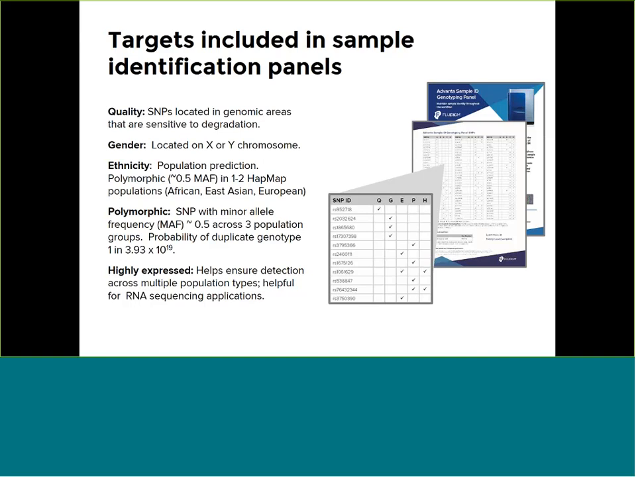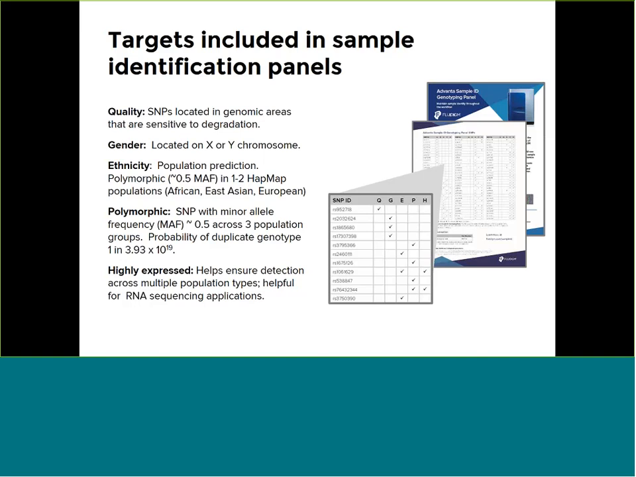Ethnicity SNPs are also included for population prediction. And by including these polymorphic SNPs that have an approximate minor allele frequency of 0.5 across 1 to 2 HapMap populations, data from those SNPs can be used to trace a sample back to African, East Asian, or European ethnicity. And we've included an additional set of polymorphic SNPs that also have a minor allele frequency of about 0.5 across those same 3 HapMap populations.